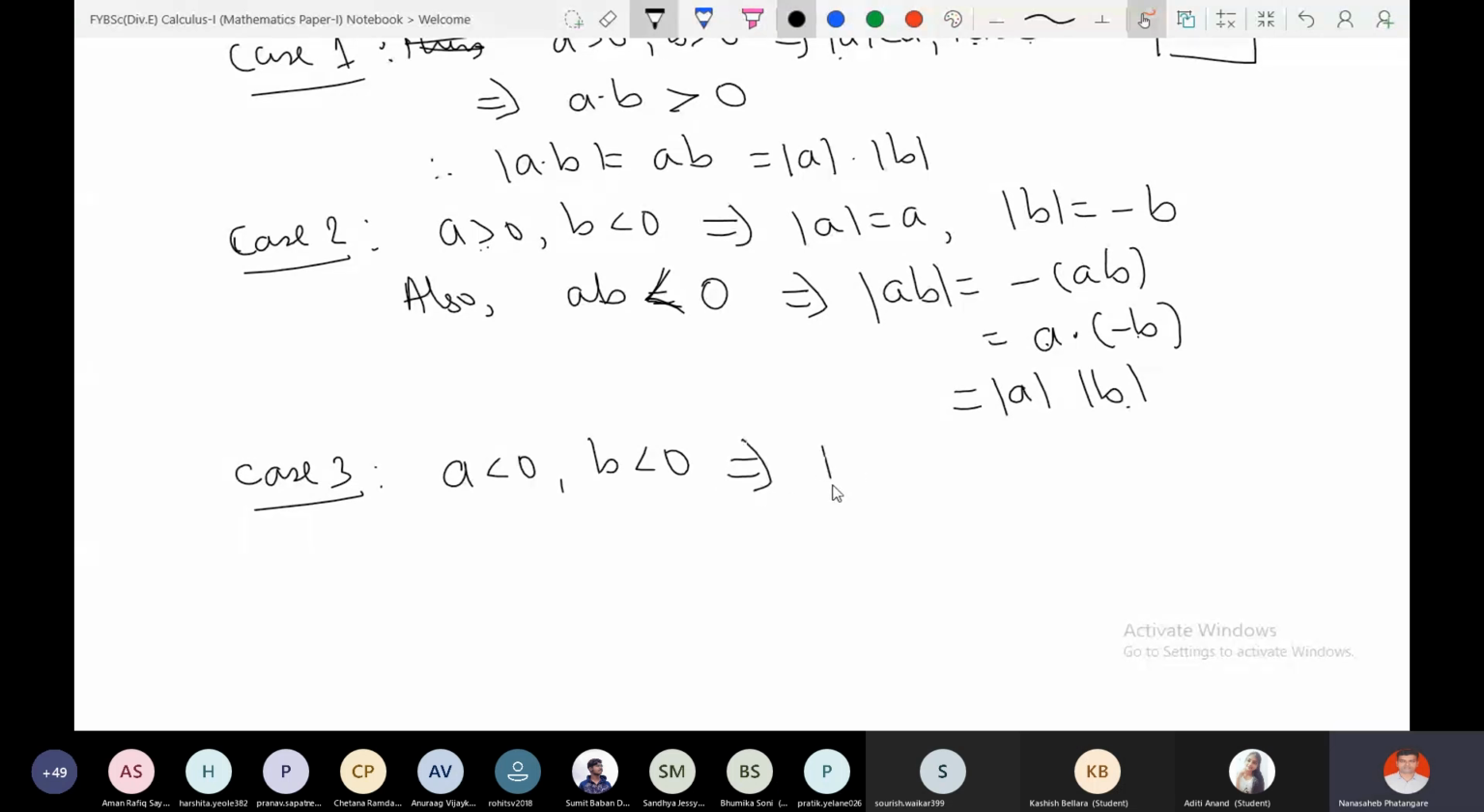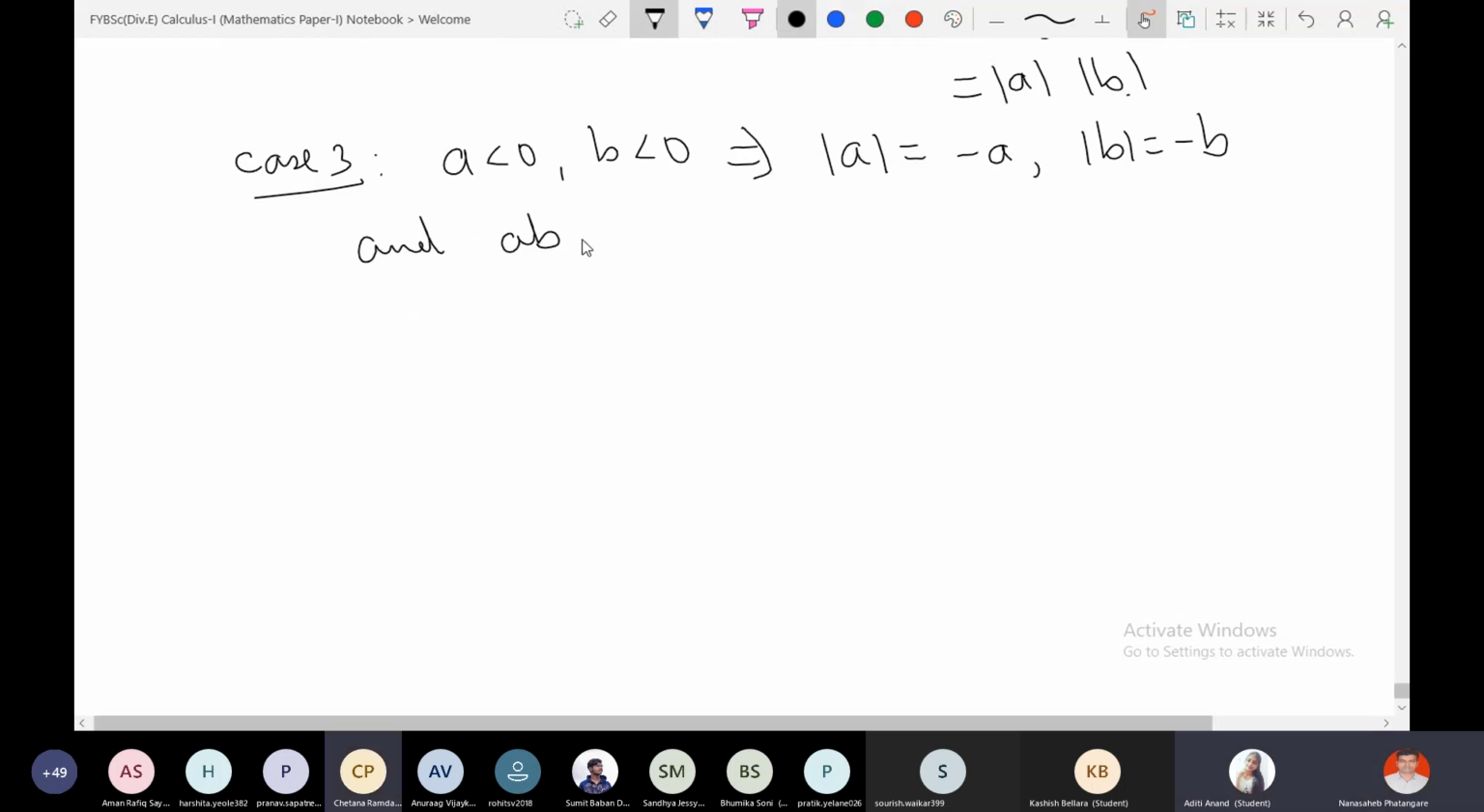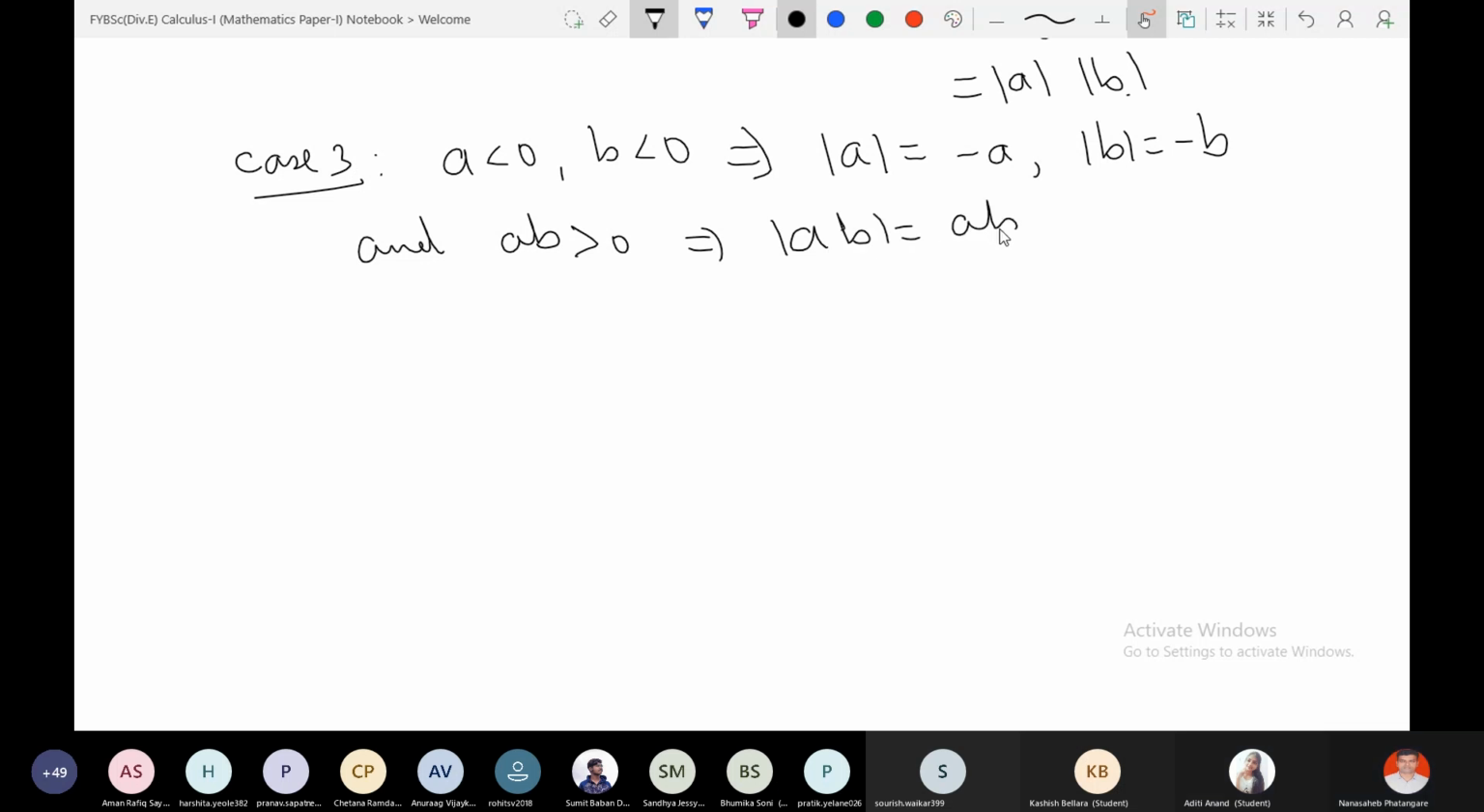Then the absolute value of A is minus A. The absolute value of B is minus B. And what can you say about AB? Positive. AB is greater than 0. So the absolute value of AB, since AB is positive, is AB, right? But I can say that it is minus of minus AB. Am I right?